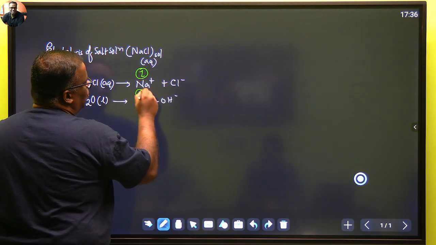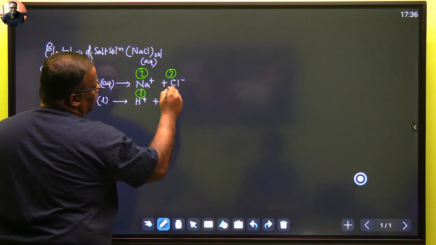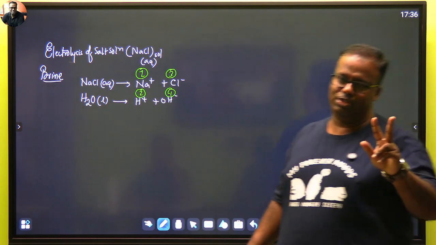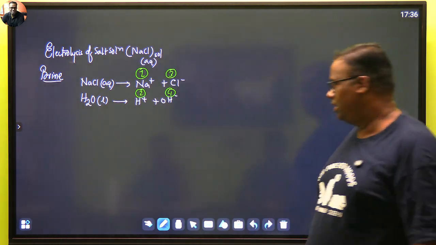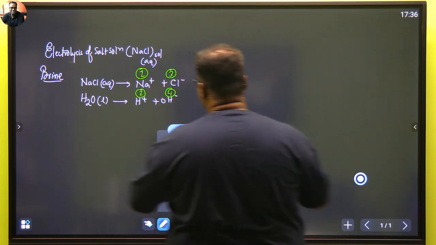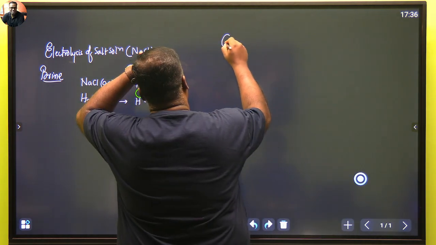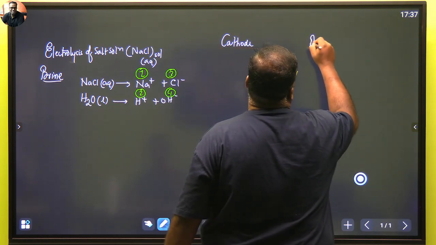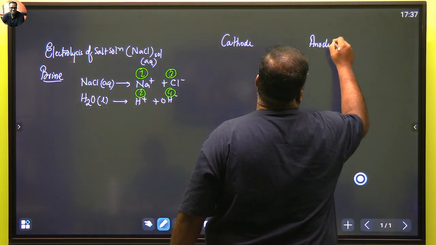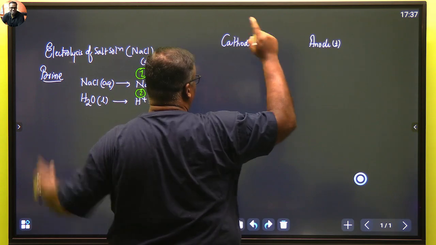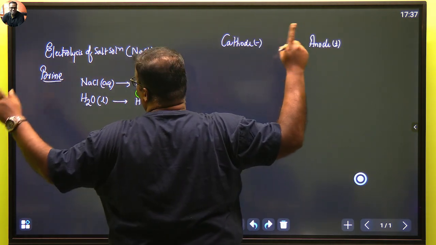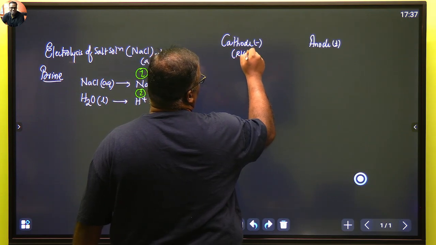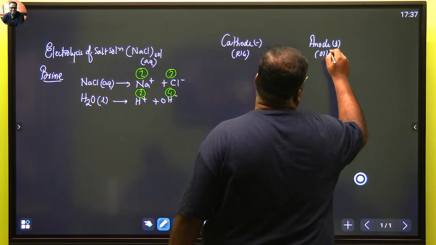1, 2, 3, 4. Now it is a game of 4 people. Ultimately, we have got 2 electrodes. Who gets discharged from where, right? So I'm not drawing the diagram. I hope you understand. So I'm just writing here. I have cathode and I have anode. Anode is my positive here. Cathode is my negative because I'm talking about electrolysis. And obviously here reduction will take place and here oxidation will take place.